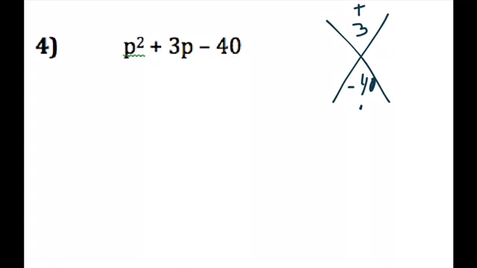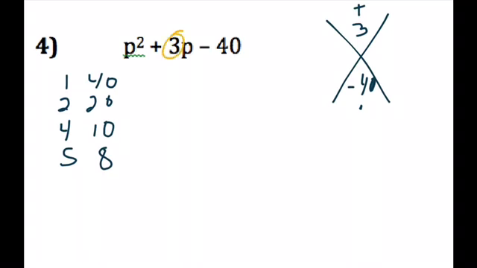If you're having a hard time figuring out, start writing down the factors of 40. 1 and 40, 2 and 20, 4 and 10, 5 and 8. Are any of those 3 apart? Well, that's our 5 and 8. But one of them has to be negative because I'm looking for a 3 and a negative 40. So if this is a positive 3, I know that this has to be a negative 5, because negative 5 plus a positive 8 would give me a positive 3.